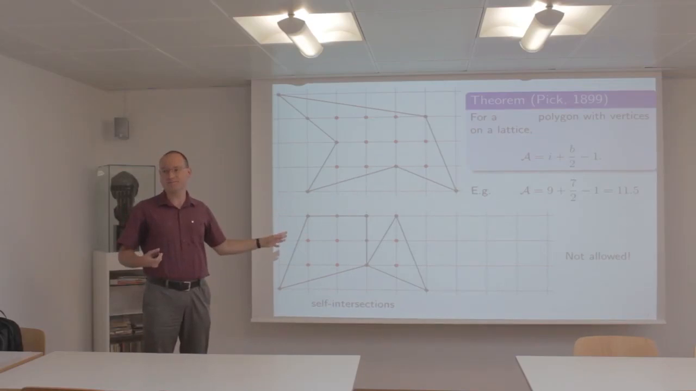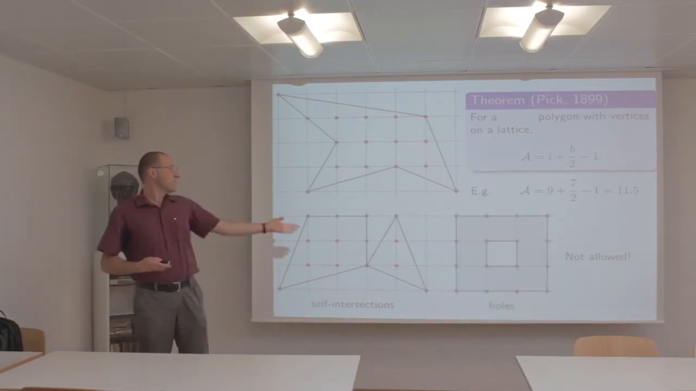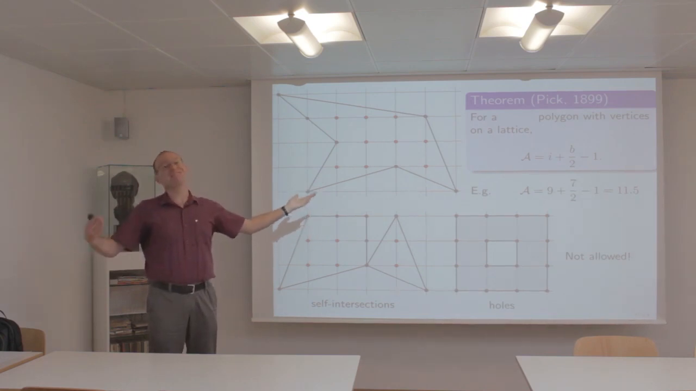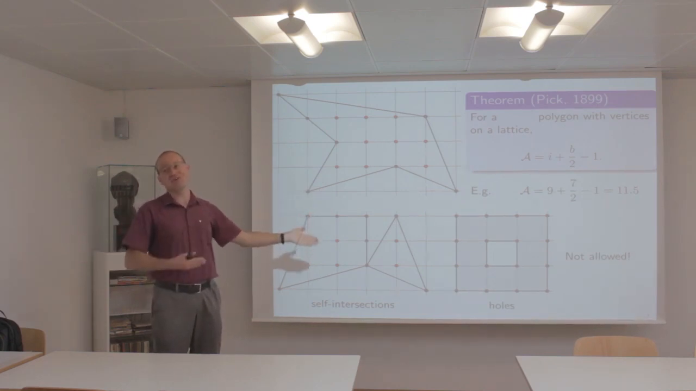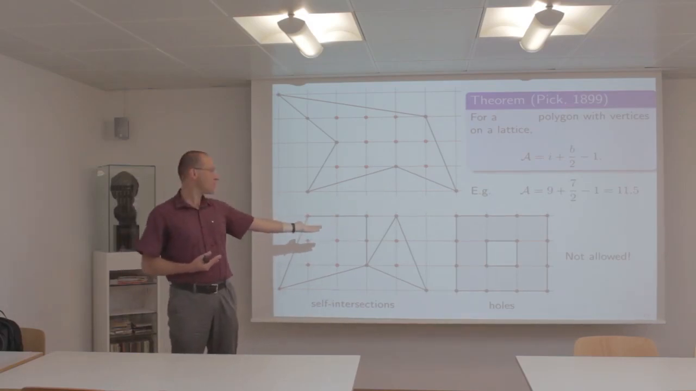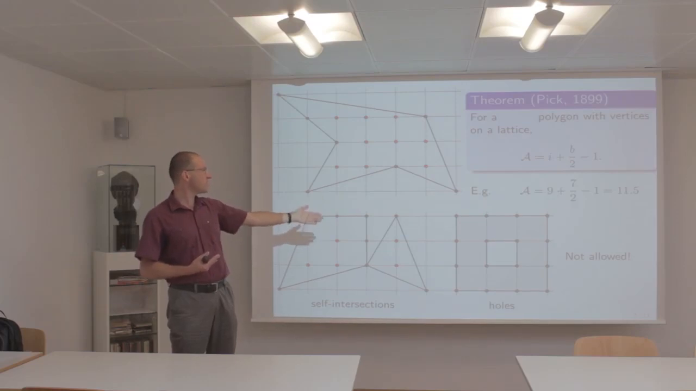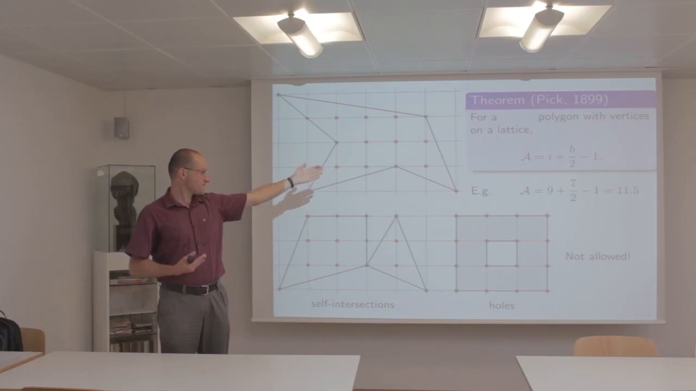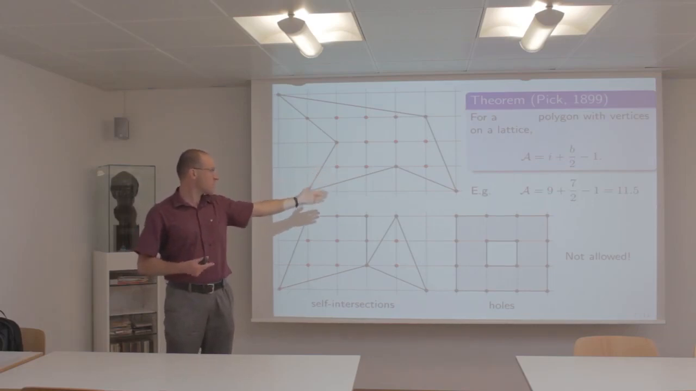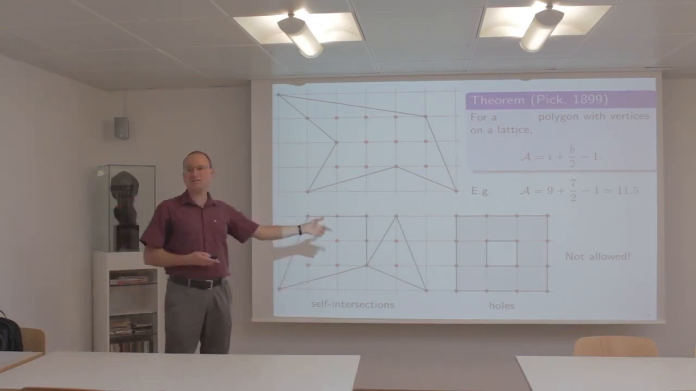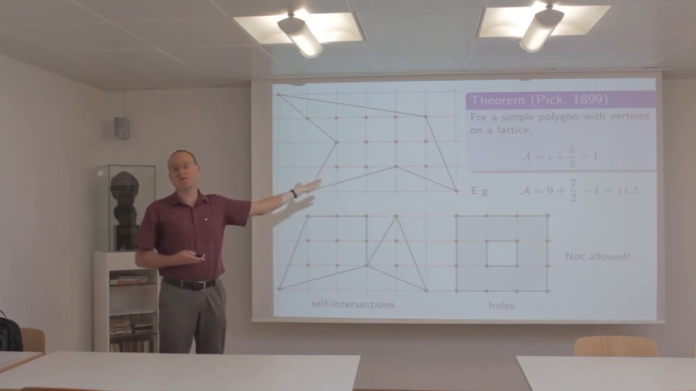Self-intersections are not allowed. And also, someone may say this is a polygon with a hole. Let's agree that we don't consider polygons with holes. For that, Pick's formula fails. You have 16 boundary points, no interior, so the area would have to be 8 minus 1, 7, but the area here is 8. So this is also not allowed. A polygon with no self-intersections and no holes, we call it a simple polygon.